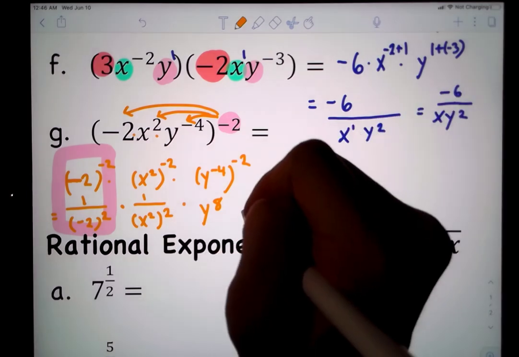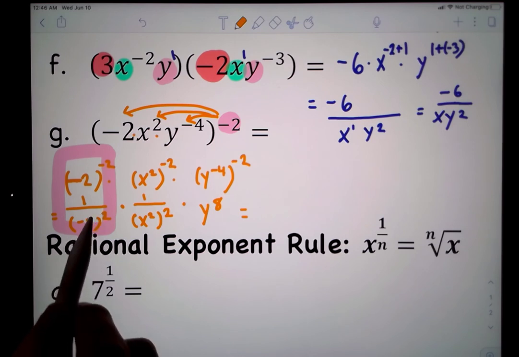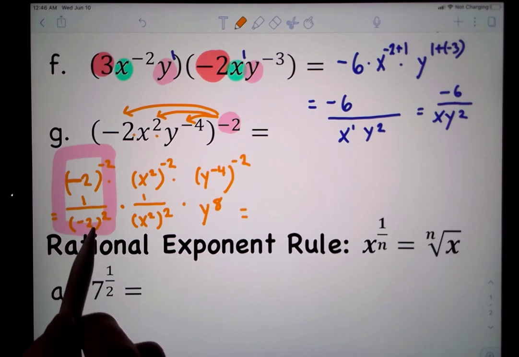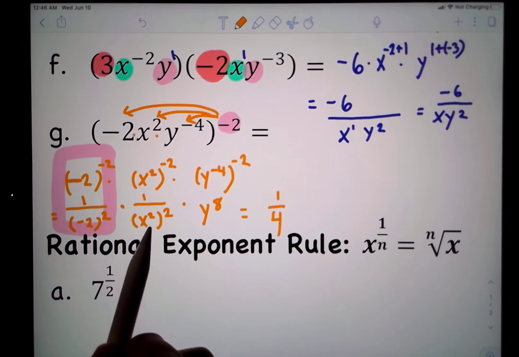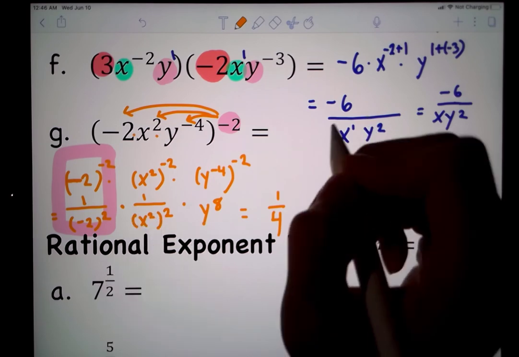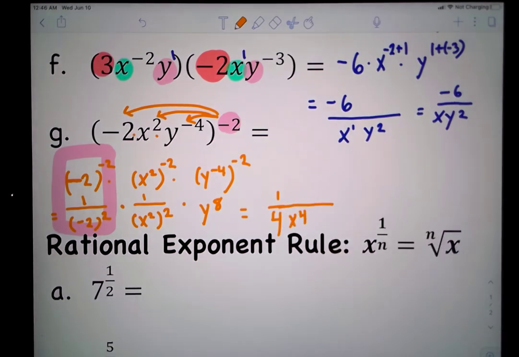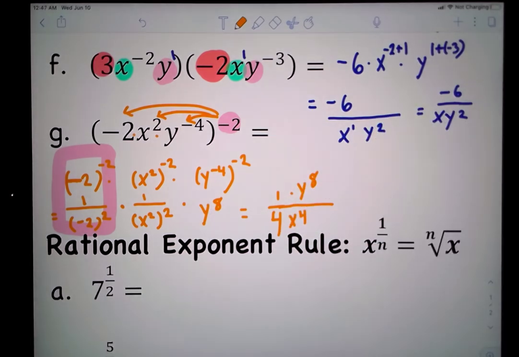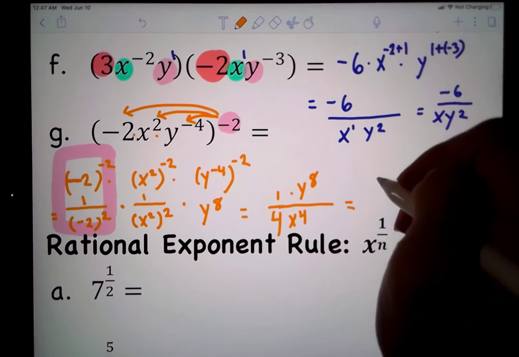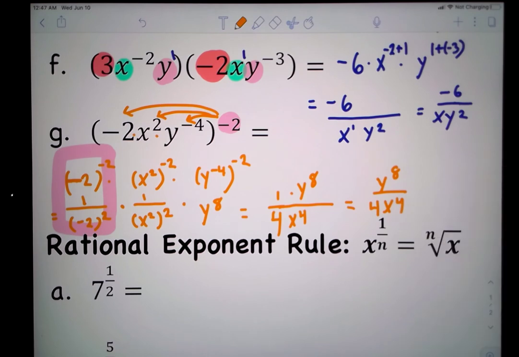And then let me simplify it more. So that one, what's negative 2 squared? Do you see this parenthesis, right? So that means negative 2 times negative 2, so will be 4. So I can just write it 1 over 4. And my second one, 2 times 2, so that's 4, right? 1 over x to the 4. And then I have y to the 8th power, so you can just keep it on the top. So if I simplify that, that's y to the 8 over 4x to the 4, like this.